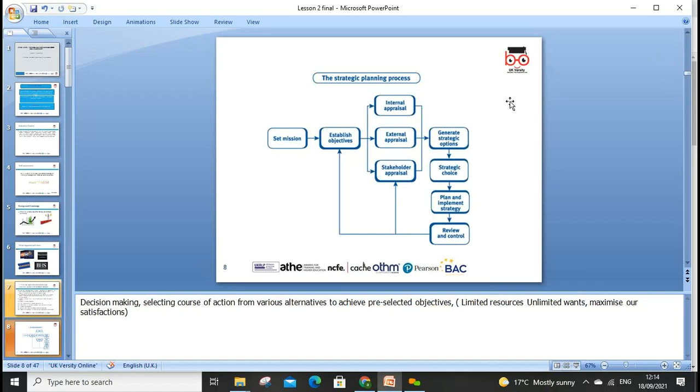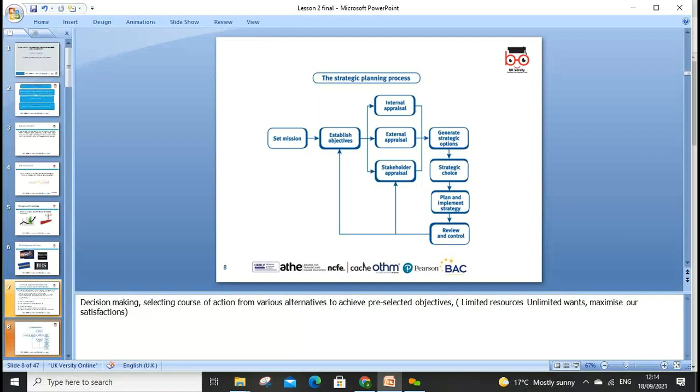Okay, guys. Next, we have strategic planning. These are the steps in the process: set the mission first, establish the objectives, do an internal appraisal of what strengths, what weaknesses, external, what opportunities, what threats we have, stakeholders, who they are, to whom we want to sell, what their purchasing power is, what sort of people they are, whether upper, middle, or lower class of society, on what occasion they use the thing. So all these are the planning elements. Then generate the strategic options.